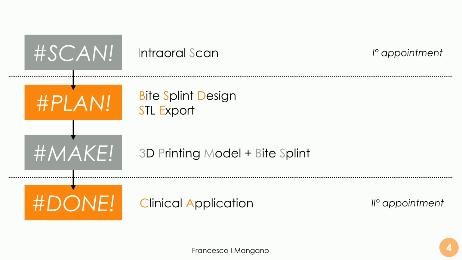But the point is that this information, intraoral scan plus digital condylography, all together, is sent to the dental technician. The dental technician makes a plan, designs the bite splint, and then the only thing that we need to do is to export the standard tessellation language file of this bite splint in order to print the model, to print the bite splint, to check the bite splint on the model, and then to apply the bite splint clinically in a second appointment.